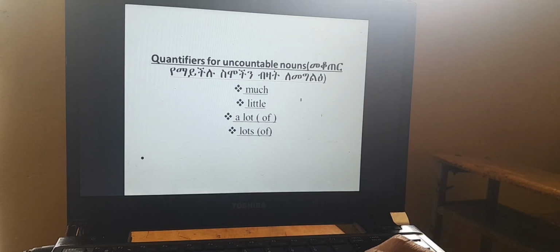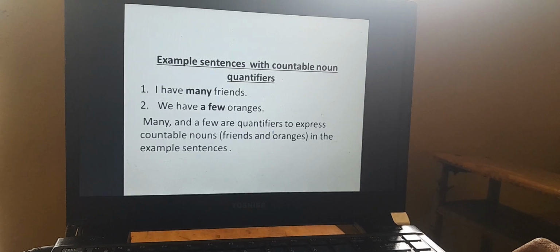So, quantifiers for uncountable nouns, መቆጠር የማይችሉ ስሞችን ብዛት ለመግለጽ. For example, we can use much, little, a lot of, or lots of. These are some of the words that can be used to express uncountable nouns. As we have said earlier, uncountable nouns can be expressed by means of amount, and countable nouns can be expressed by means of numbers. These are very important points.